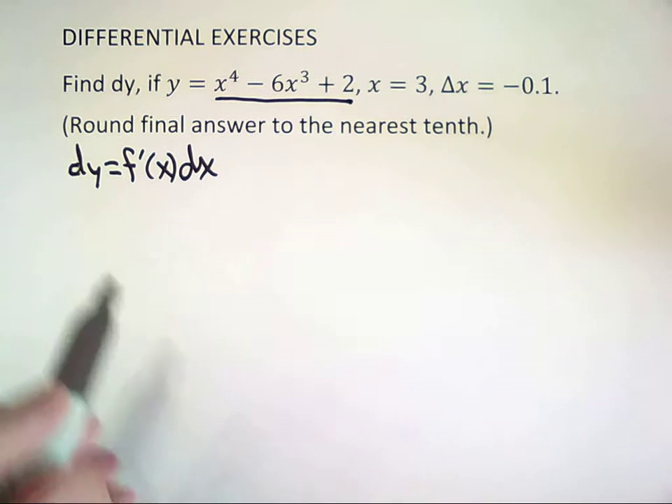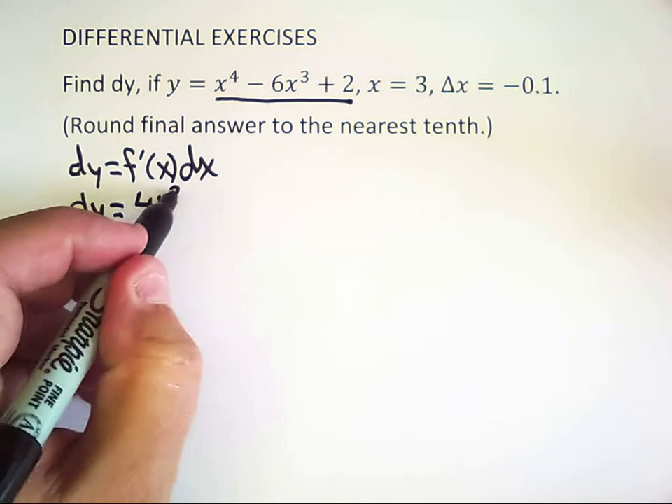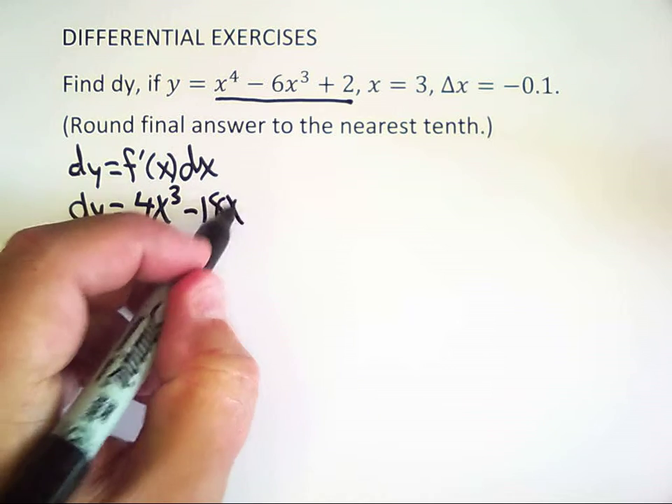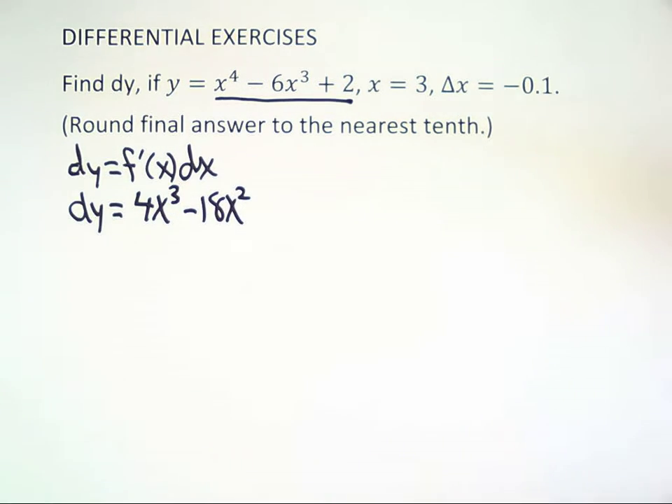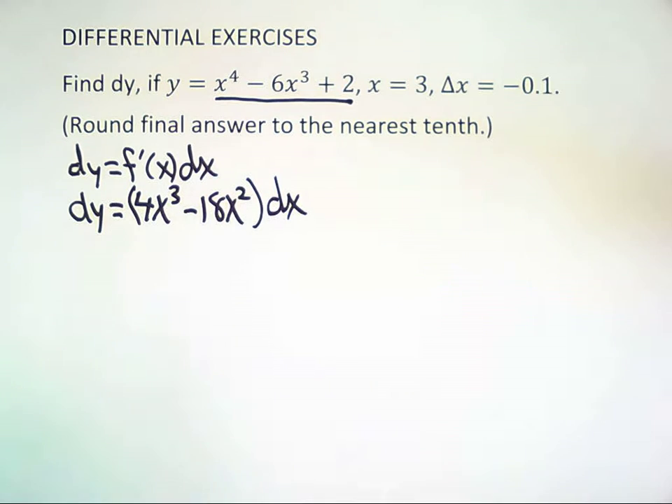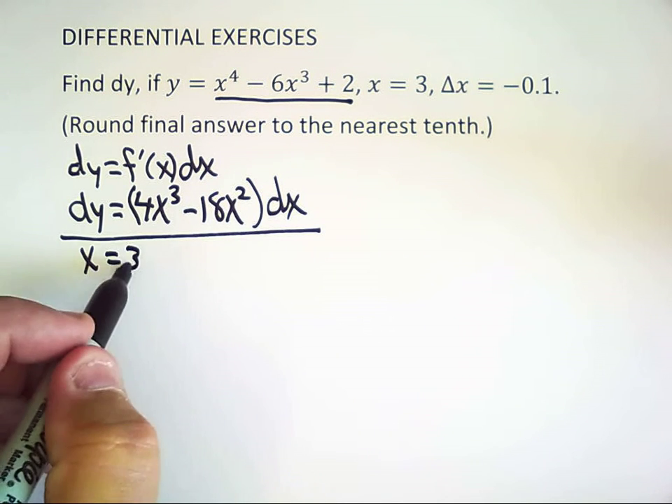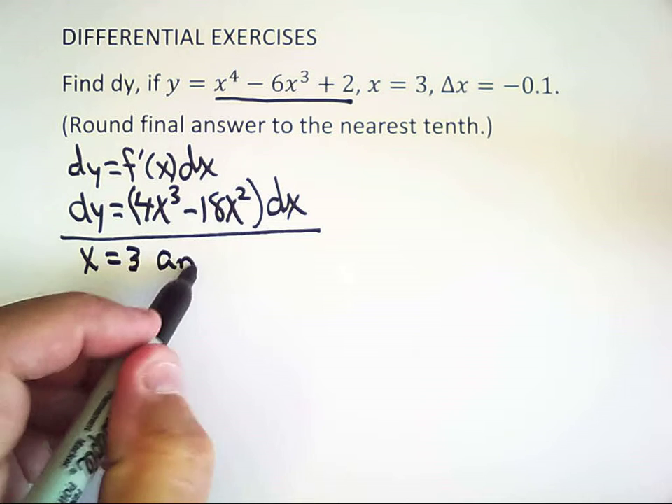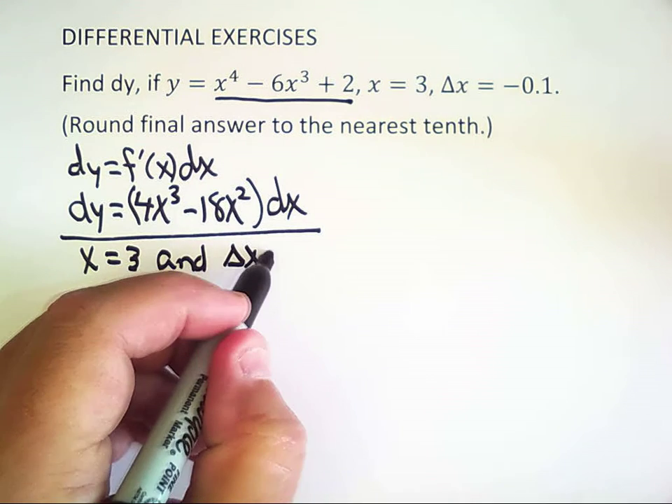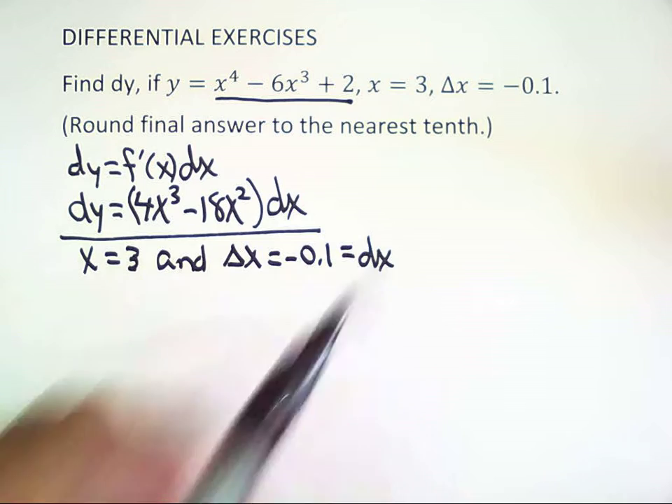f is a simple polynomial function, so its derivative will be easy. 4x cubed minus 18x squared, of course the derivative of 2 is 0, times the differential dx. Now here we're asked to evaluate that differential when x is 3 and delta x is negative 0.1. And remember, delta x and dx are the same.